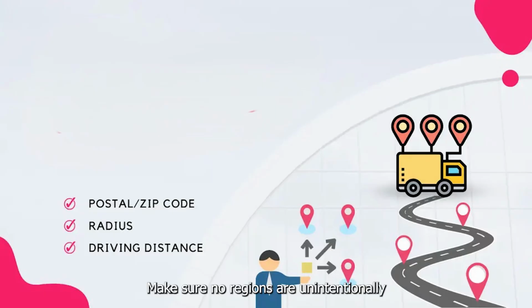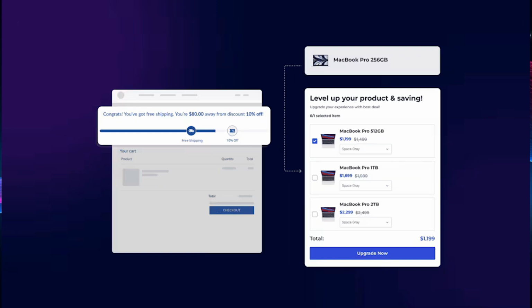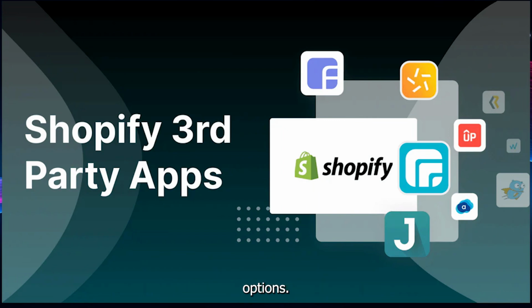Make sure no regions are unintentionally excluded from your shipping zones. Adjust automatic discounts or overrides that might interfere with rates. Consider using third-party apps if you need more advanced shipping options.